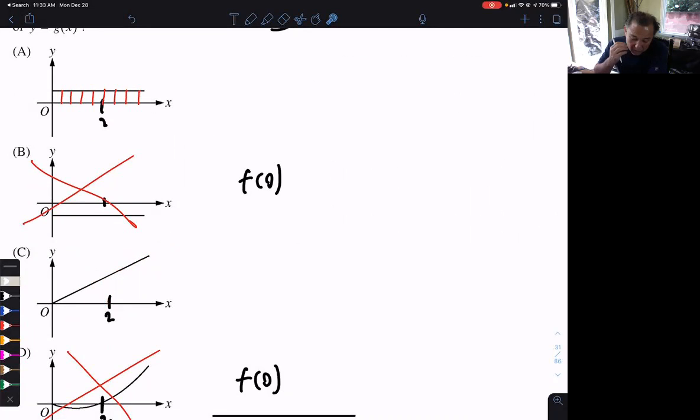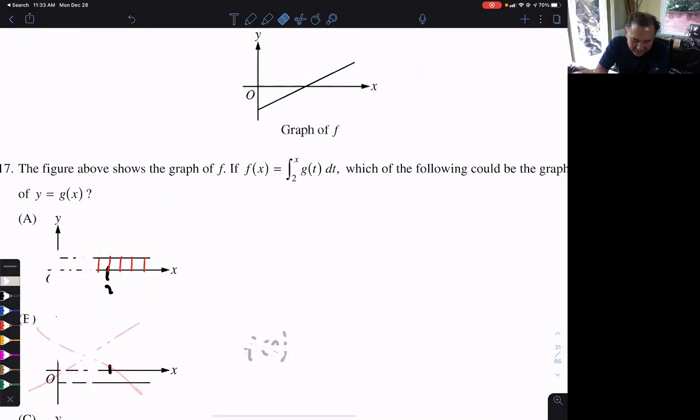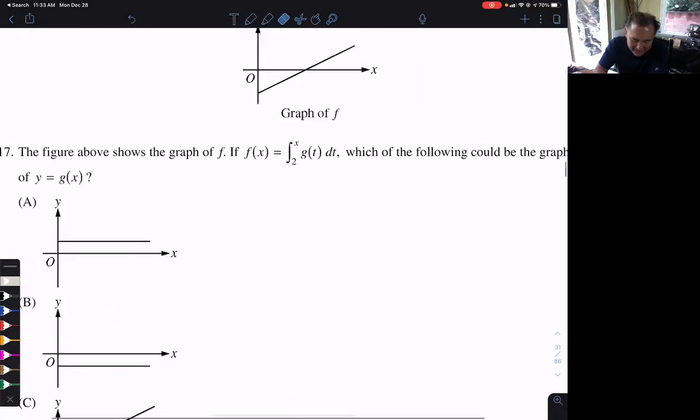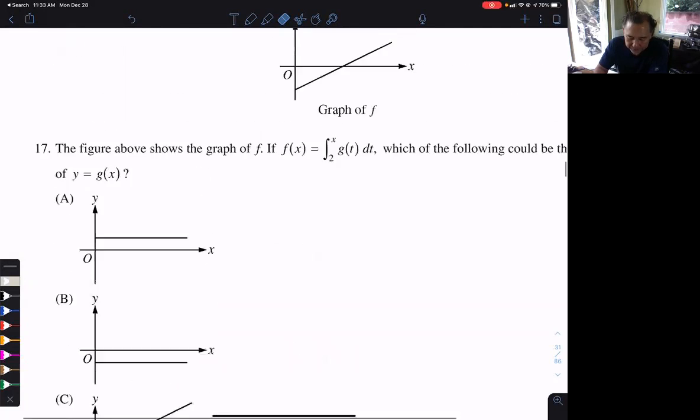Okay, that's a lot of work, what we just did. There's got to be an easier way. Maybe. Let's see if there's an easier way. These practice problems are really great because they make you think a lot more.